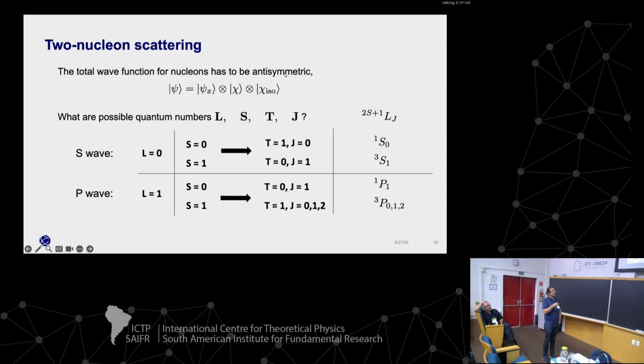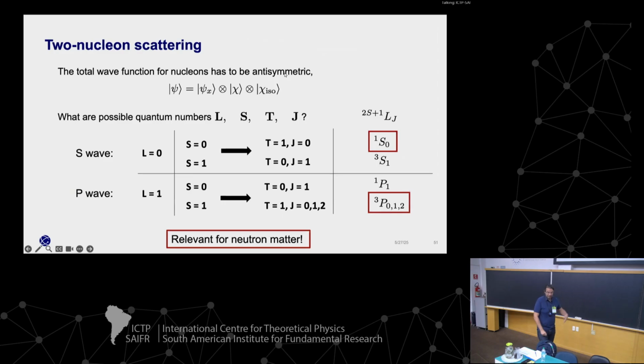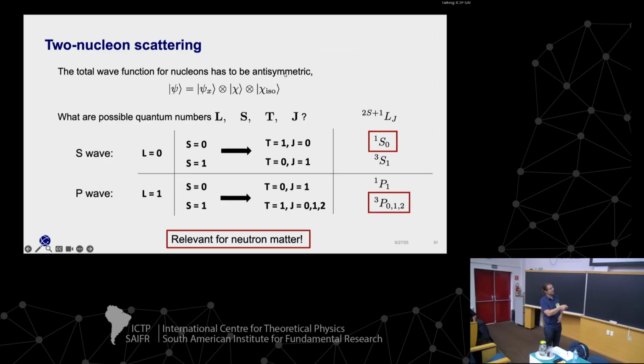If you have L equals 0 and spin 1, the isospin has to be 0, and you get 3S1, which is basically the partial wave of the deuteron. And then for P wave, you have the same, right? You can do these things around. And so for neutrons, or what we talk about, these might be the most important partial waves. But generally, for nuclear interactions, all of these partial waves provide some information for us.